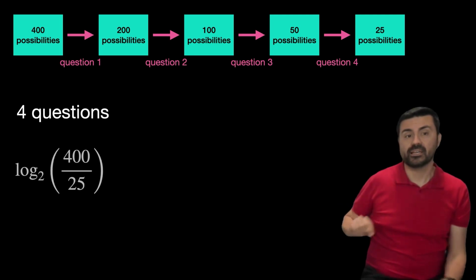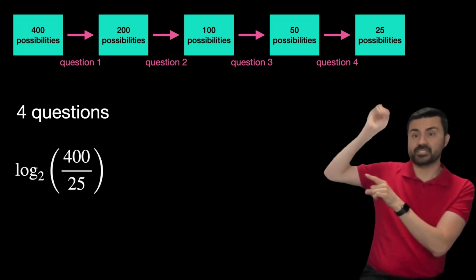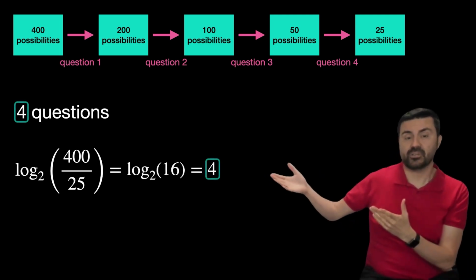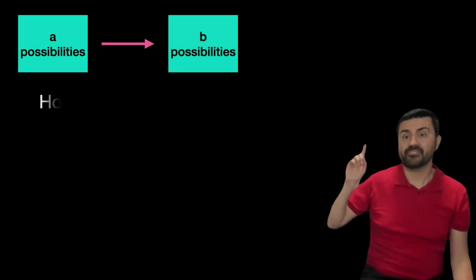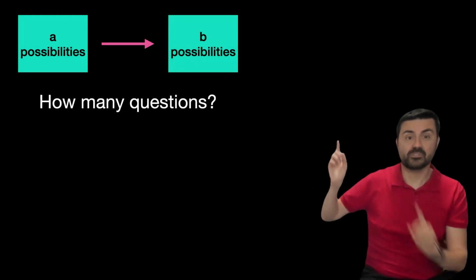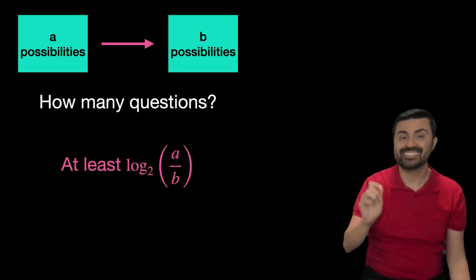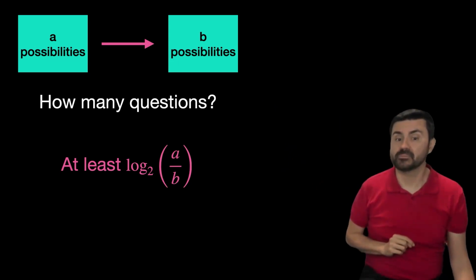And I can write that 4 as the logarithm of 400, which is the first number, divided by 25, which is the last number. In this case, 400 divided by 25 is 16, so I get logarithm base 2 of 16, which is 4. So in general, if I have A possibilities and I want to bring it down to B possibilities, the minimum number of questions, or the speed limit of information, tells me that I need at least logarithm base 2 of A, the first number, divided by B, the second number. So now let's talk about what this speed limit means.